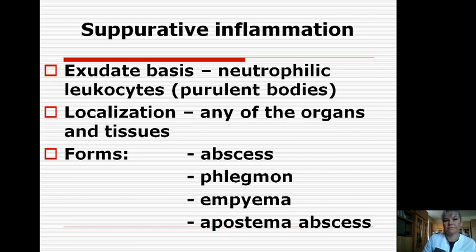The next type of inflammation: exudative inflammation, suppurative or purulent inflammation. Exudate basis is neutrophilic leukocytes or purulent bodies. Localization: this type of inflammation we can see in many organs and tissues, in all organs and tissues. There are 4 forms of suppurative inflammation: abscess, phlegmon, empyema, and apostematous abscesses. Abscess is a local form of suppurative inflammation.